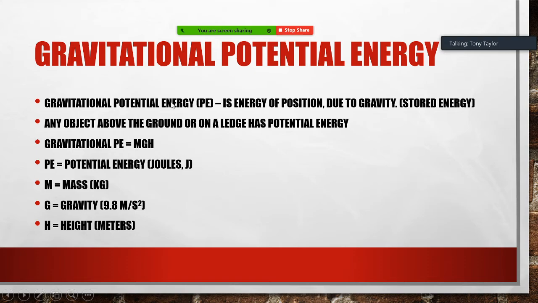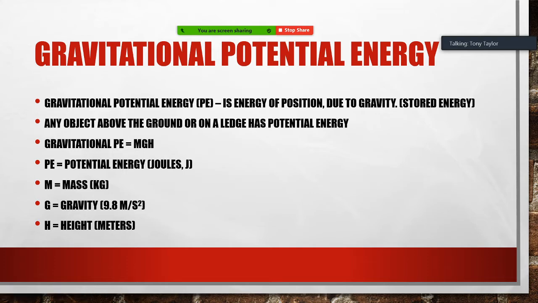Gravitational potential energy is the energy of an object's position due to gravity. The reason we call it potential energy is because it's stored energy. So any object above the ground or a ledge has potential energy.